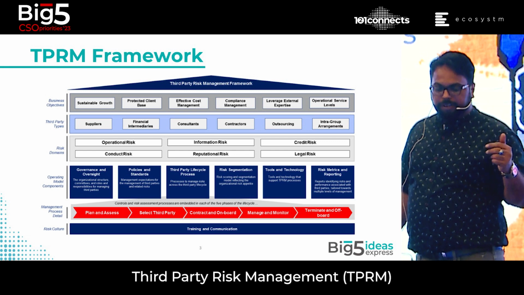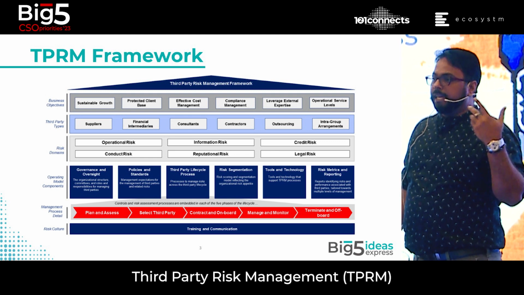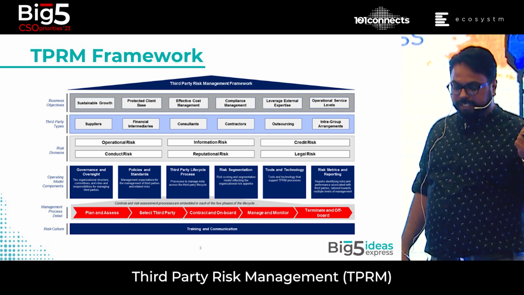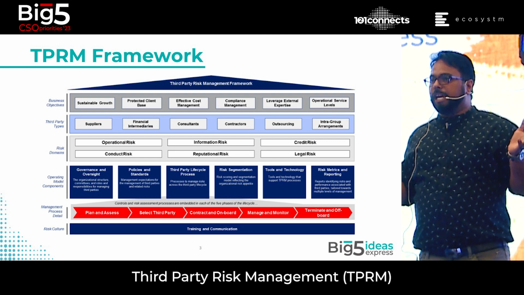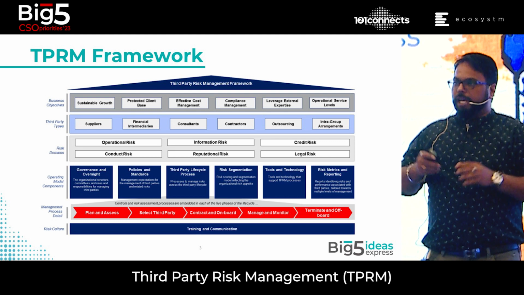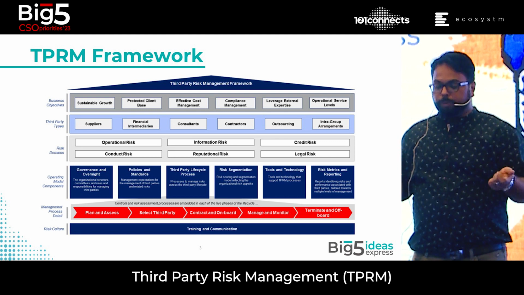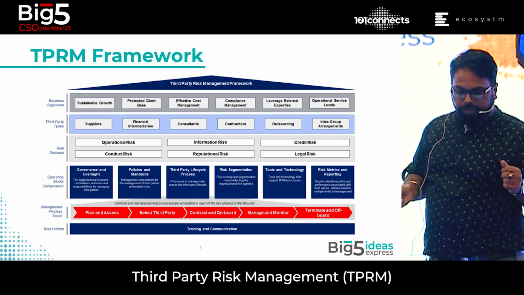Then the risk. What type of risk do we have from third parties? Operational risk, conduct risk, information risk, credit risk, reputational risk, legal risk. These are the different types of risks. Sometimes we ignore them, or we are not able to estimate the amount of risk or its impact appropriately. So these things we should always consider.